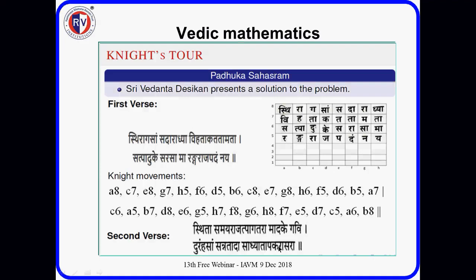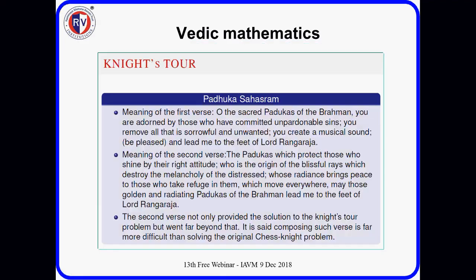So this forms another second verse which is written by Vedanta Desikan. So this gives Sthita Samaya Rajatpagatara Madake Gavi Duram Hasam Sannatada Sadhyatapaka Rasara. So this has resulted in another shloka also. The explanation of these two shlokas is given by the author here.